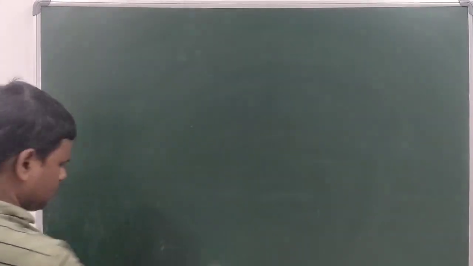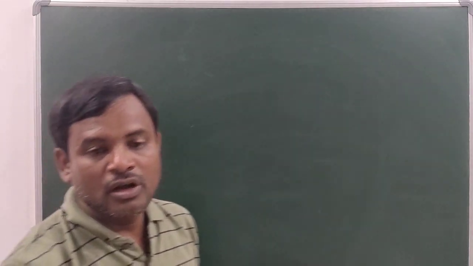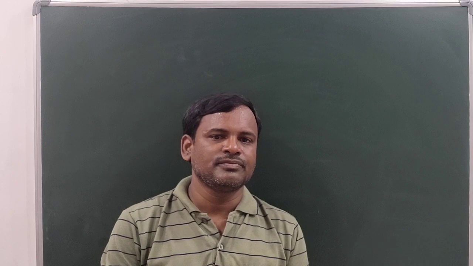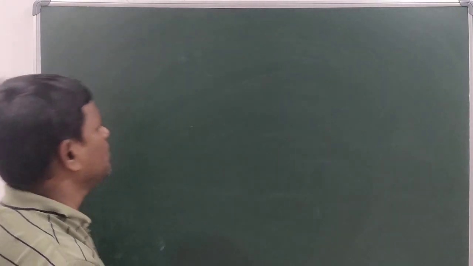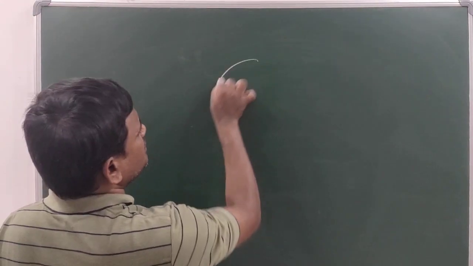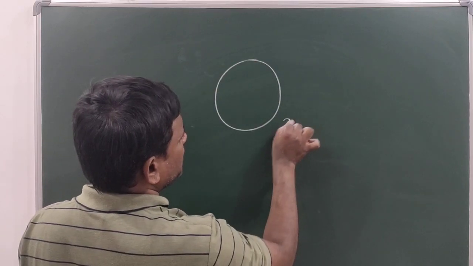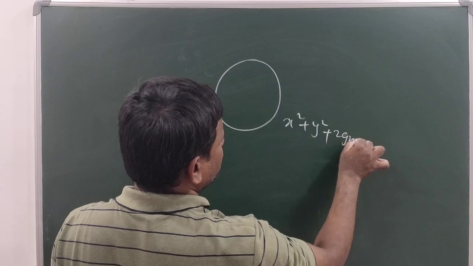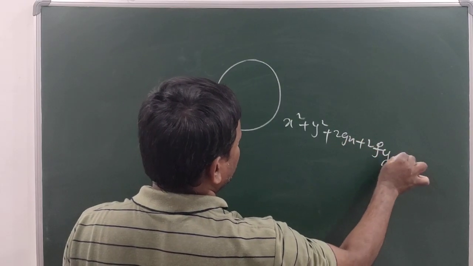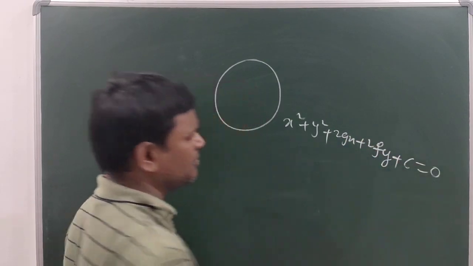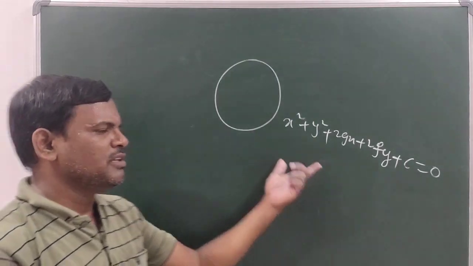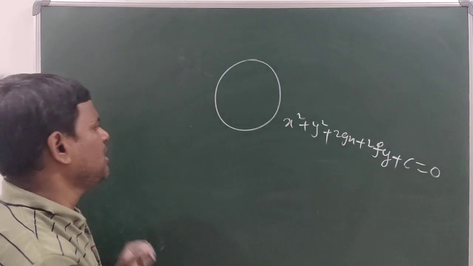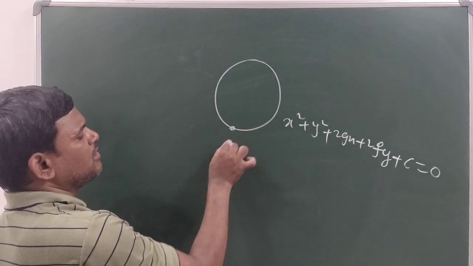Next, let us go to how to determine the equation of the tangent. You know this is a circle whose equation is x square plus y square plus 2gx plus 2fy plus c equal to 0. Otherwise, they may give x square plus y square equal to r square.